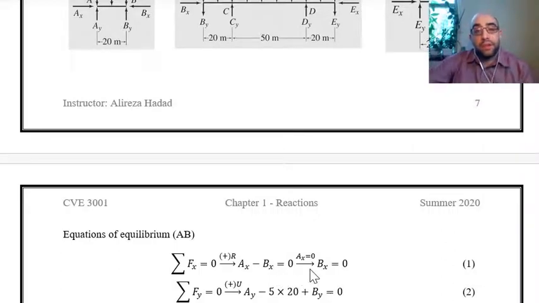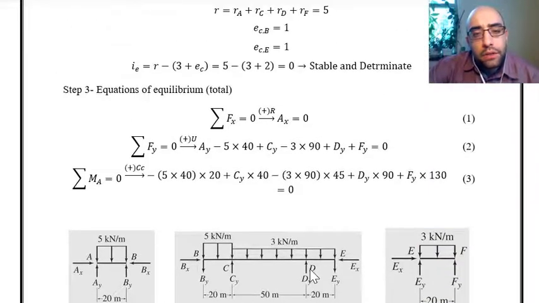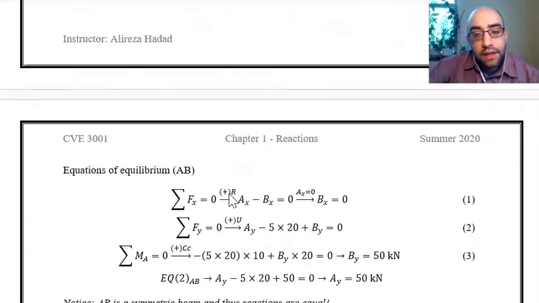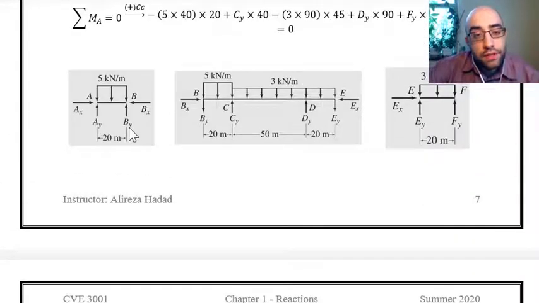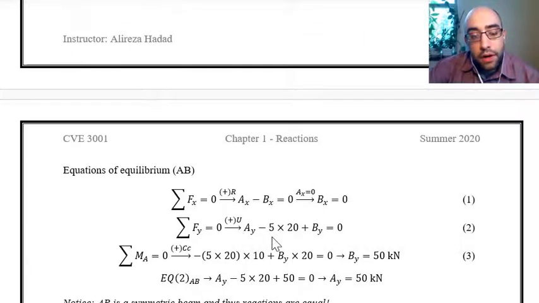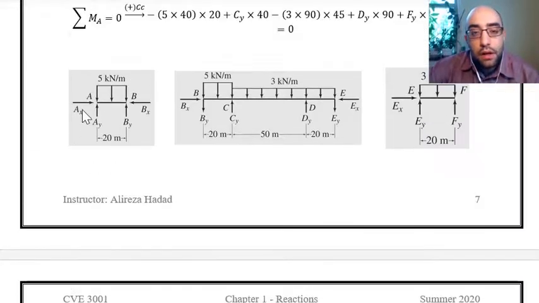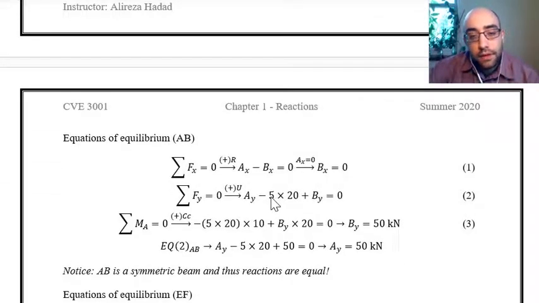We know that AX is 0 based on the equations that we wrote for the total beam. Let me go back and show it to you. This is over here, right? So AX is already equal to 0, which means that BX is also 0. Now I can say summation of forces in y direction is equal to 0. And that means AY minus 5 multiplied by 20 plus BY is 0, right? AY minus 5 by 20, and this minus is because I assume positive is upward, this uniformly distributed load is downward, so this is negative.